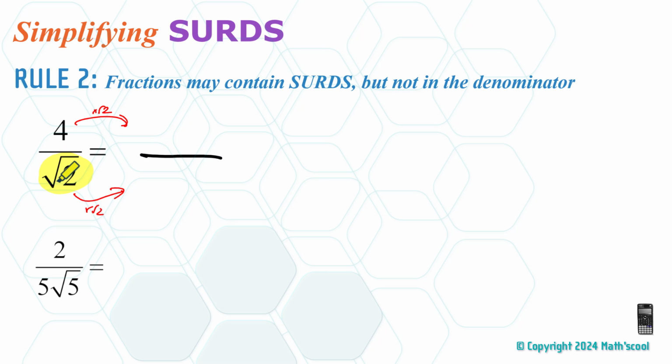So that's going to give you root 2 times root 2, which is 2. That's the definition of root 2. Root 2 is the number that multiplies by itself to give you 2. So root 2 times root 2 has to be 2. And then this is 4 times root 2, which is 4 root 2. And now we can cancel down. 2 goes into that, and 2 goes into that. So it gives us 2 root 2 over 1, which is just 2 root 2.